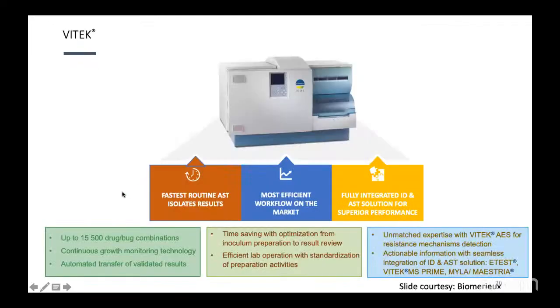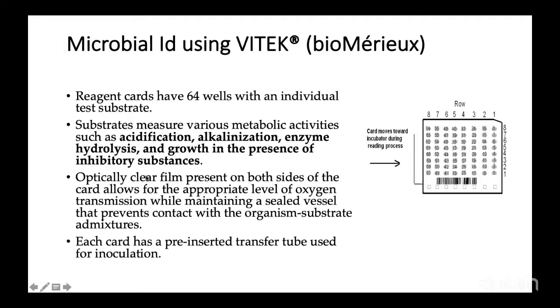Now, how does the Vitek work? Vitek works with one of the most efficient flows. But what is the technology on which it works? If you look at the identification, we all know these Vitek cards. These are 64 wells with an individual test substrate. Just like we put up the biochemical tests, similarly we put up these cards, which have substrates for acidification, alkalization, enzyme hydrolysis, and growth in the presence of inhibitory substances, just like we have urease, citrate, all these. And then there is an optical clear film on both sides, which allows the appropriate level of oxygen transmission while maintaining a sealed tube. And it has a pre-inserted transfer tube, which is used for inoculation.